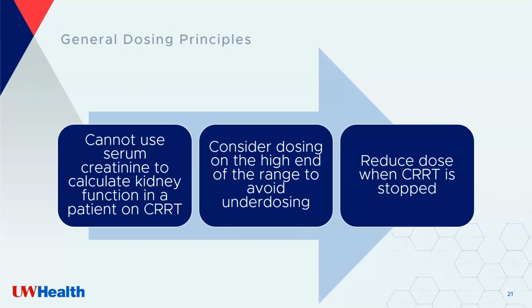In patients with CRRT, especially in critically ill patients, it is important to really consider dosing on the higher end of the range to avoid underdosing and make sure that, especially for antibiotics, we are treating the infection appropriately and to account for the clearance from the CRRT. And finally, to really reduce the dose when the CRRT is stopped.